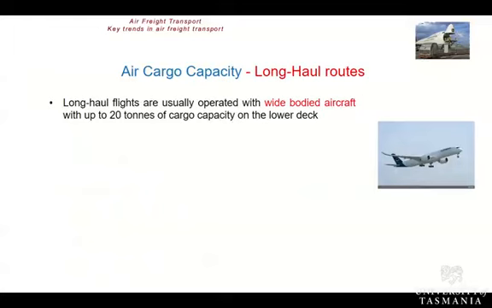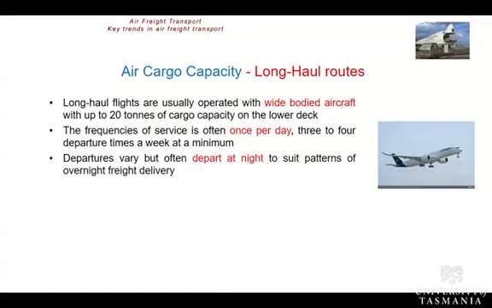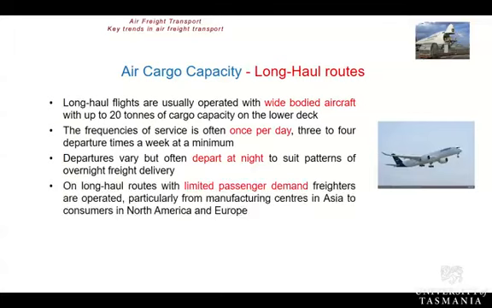Now, if we look at long haul, it's probably unsurprising that most of the long haul flights are operated on wide-bodied aircraft. They're going to carry 20 tonnes of capacity, and this particularly happens across North America to Europe. These frequencies are only a few times a week, might be once per day, 3 or 4 times a week at a minimum. The departures themselves often occur at night, and that fits into that schedule of overnight delivery, particularly for express.